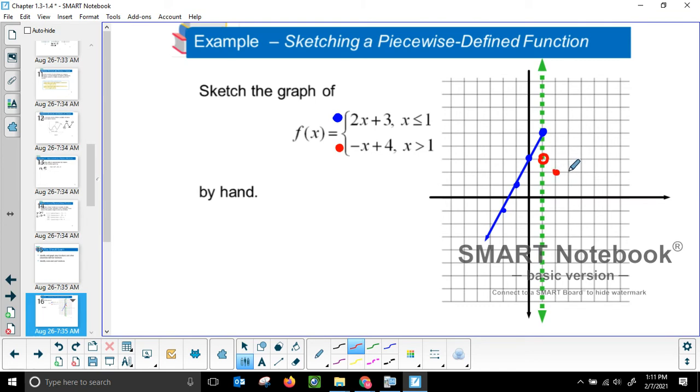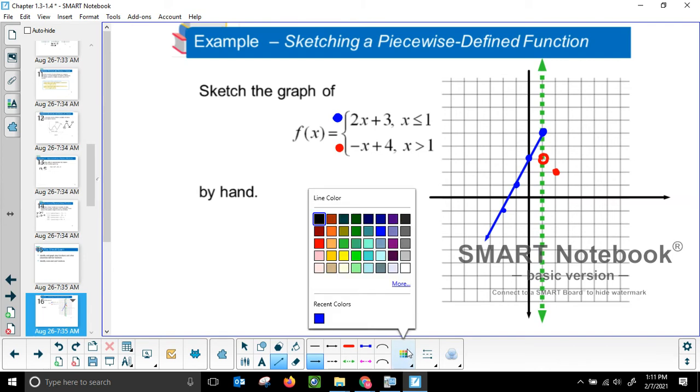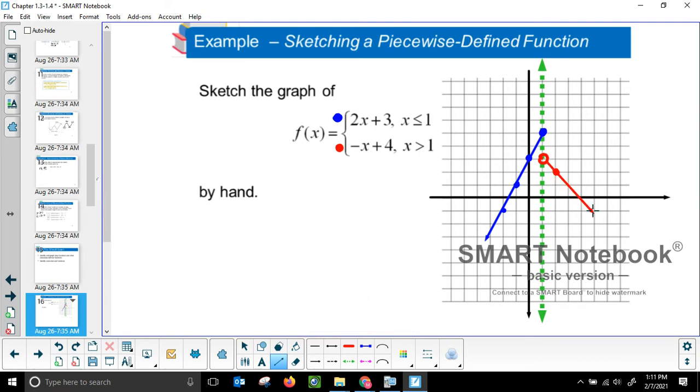Now do be mindful. A lot of students like to put open circles all over the place. The only place you can have an open circle is on this dotted line. If you have an open circle anywhere else, you are wrong. So do be very careful about that. Again, I'll try to be a little bit more exact here. So I will start here. All right, and that is it. We are done.